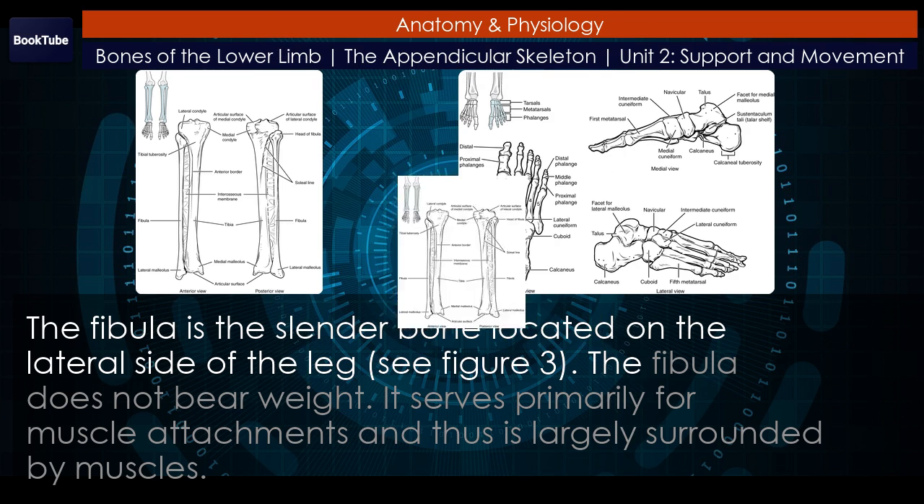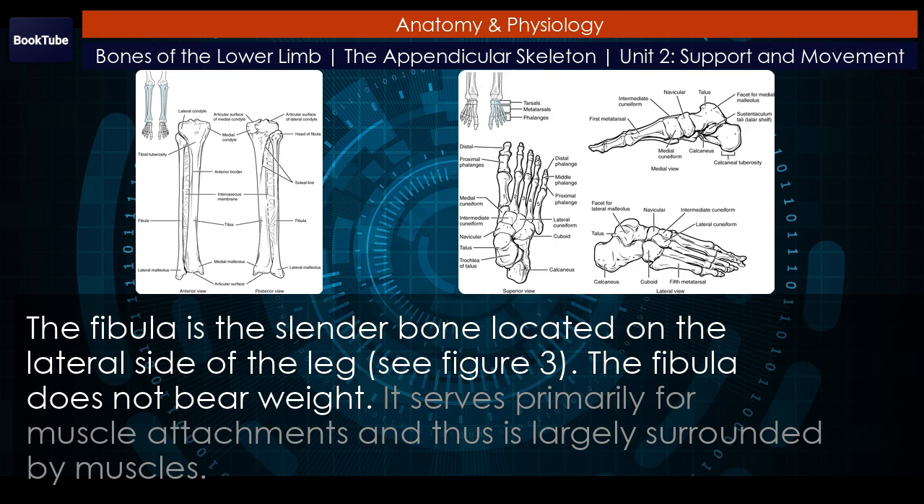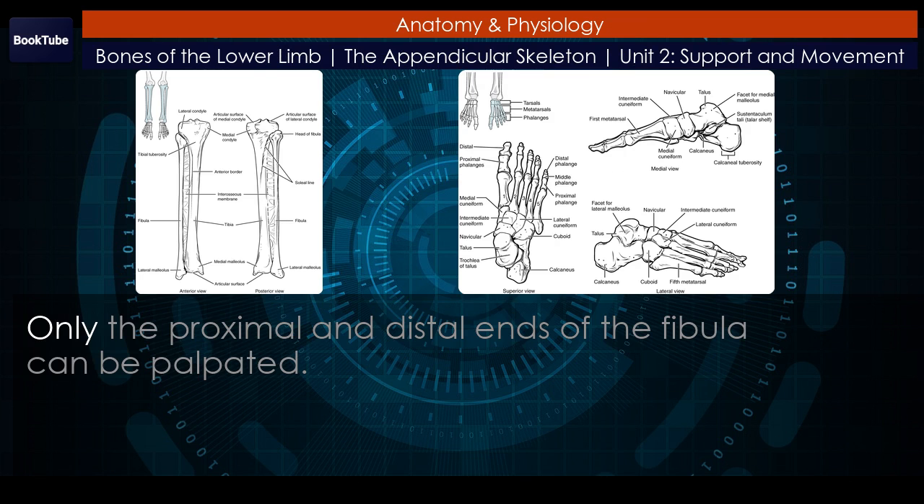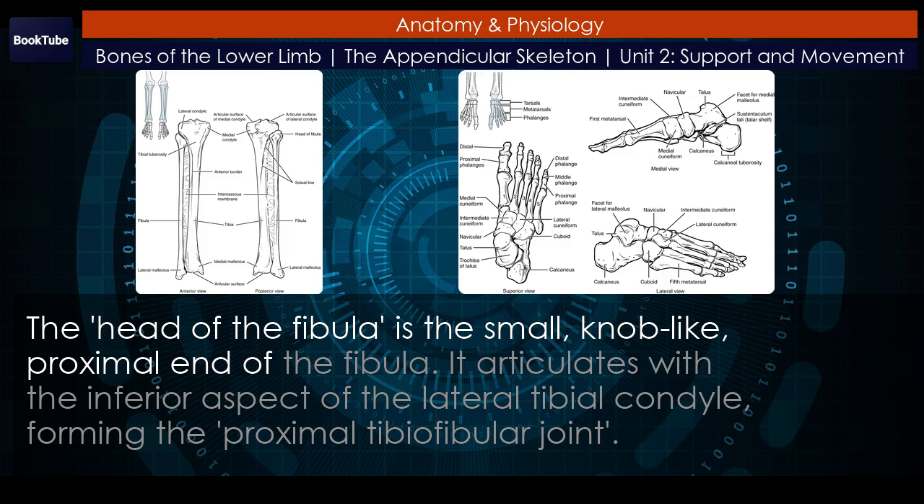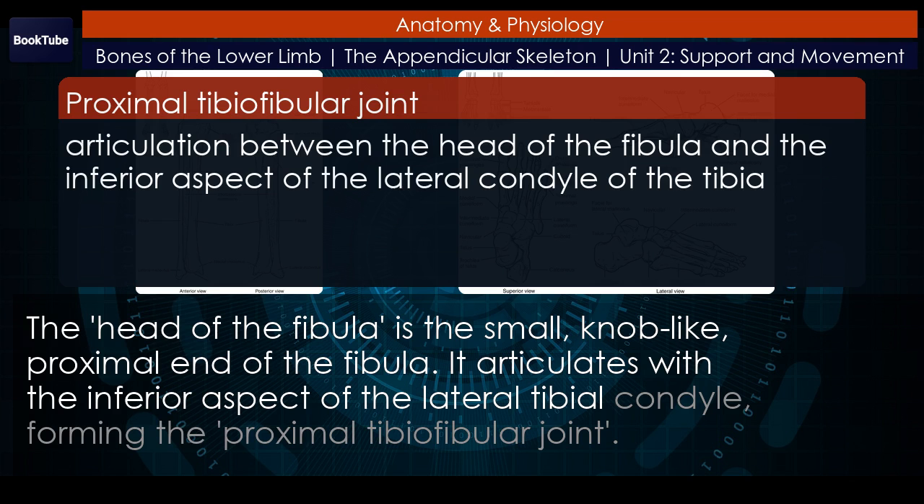The fibula does not bear weight. It serves primarily for muscle attachments and thus is largely surrounded by muscles. Only the proximal and distal ends of the fibula can be palpated. The head of the fibula is the small, knob-like, proximal end of the fibula. It articulates with the inferior aspect of the lateral tibial condyle, forming the proximal tibiofibular joint.